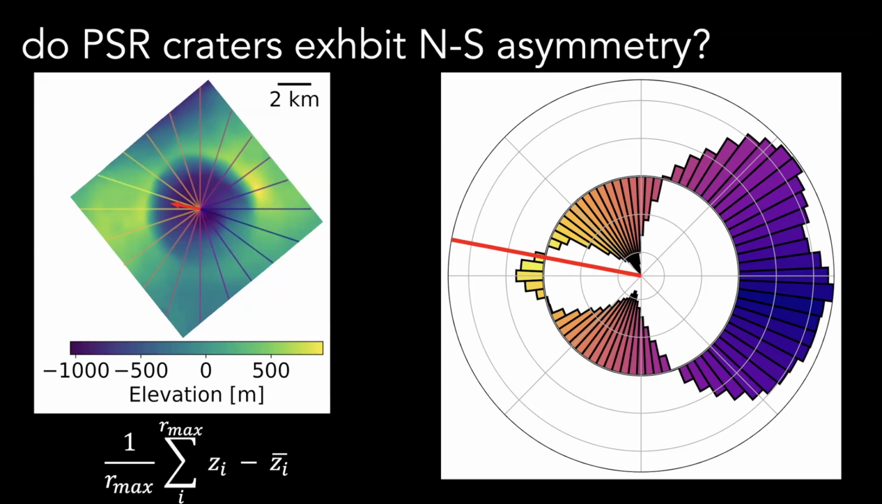And so here we see that there is an asymmetry. The colder pole-facing slopes tend to have systematically higher elevations. They all pretty much plot above the average profile.